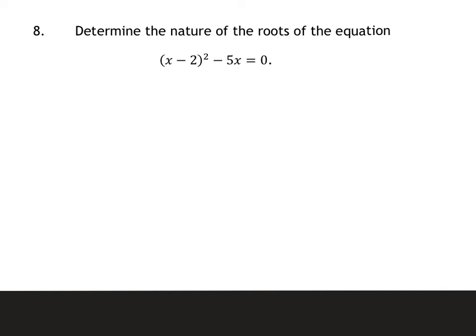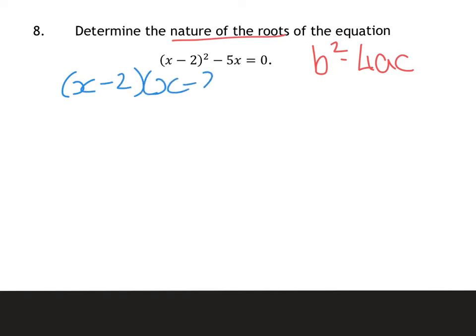Okay, question 8, determine the nature of the roots of the equation. The minute you see that, that means you're doing b squared minus 4ac. And whatever number you come out with there will tell you whether it has no roots, 1 root, or 2 roots. So the first thing is it's not in the right kind of layout, so I need to multiply this out. So that means you've got x minus 2 all squared minus 5x. So that gives us x squared minus 2x minus 2x.